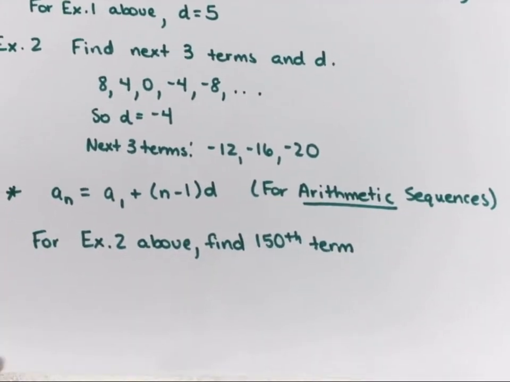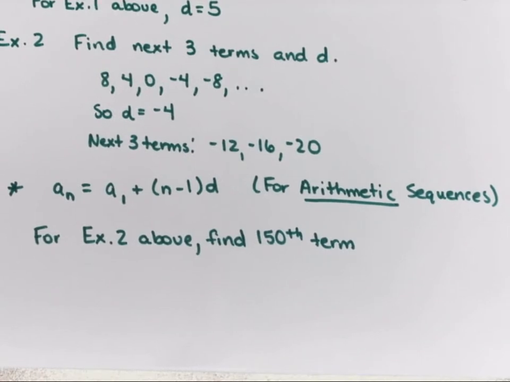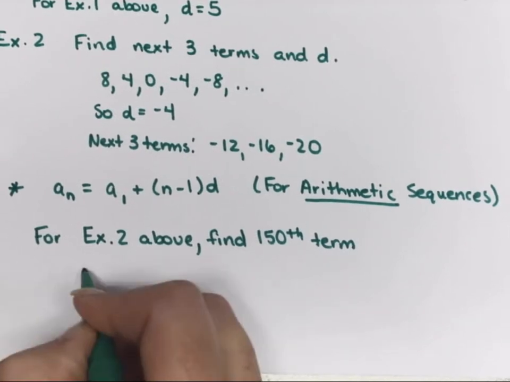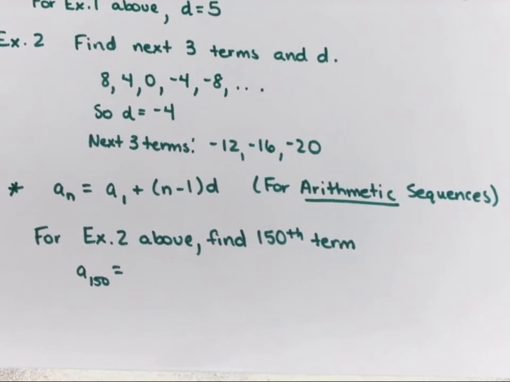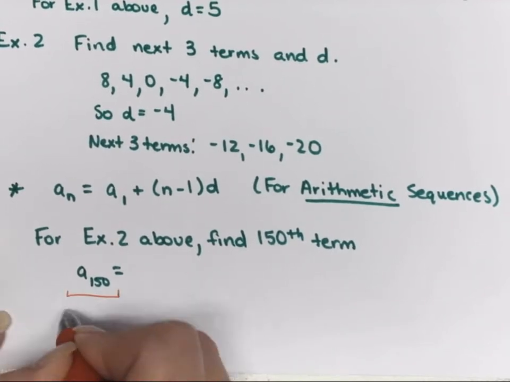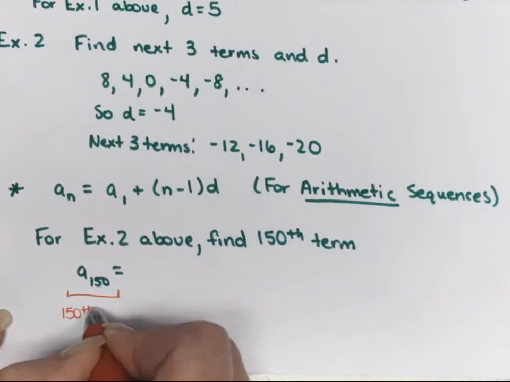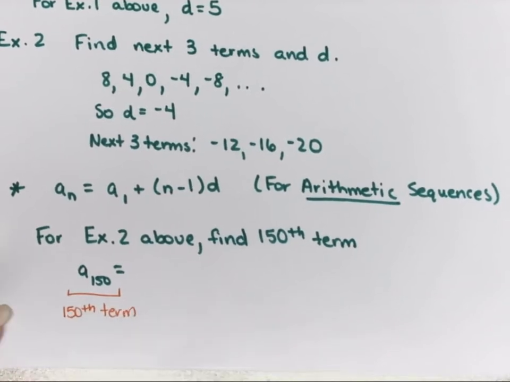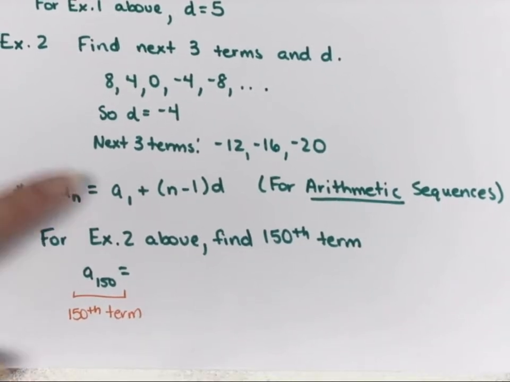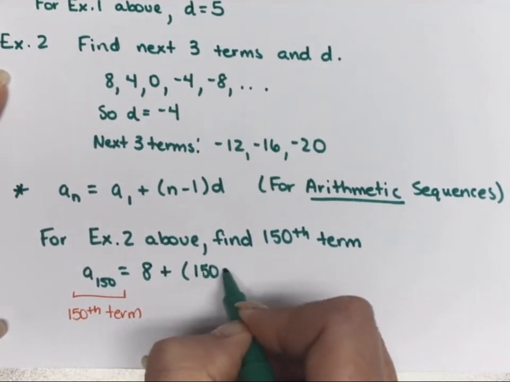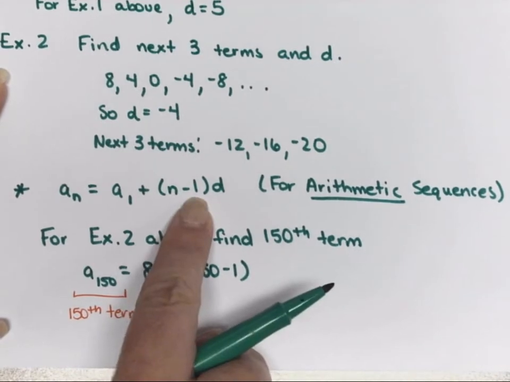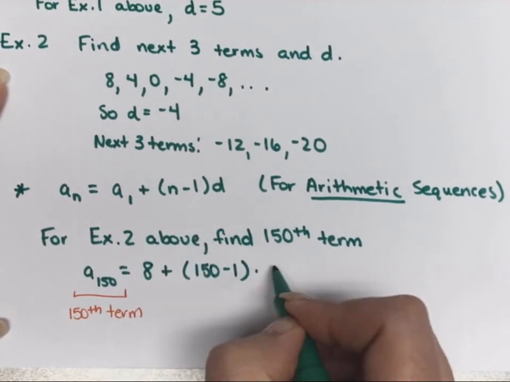Okay, so if I want the 150th term, what am I going to call that in general? A sub what? 150, right? I want A sub 150. That means the 150th term. So whatever the number is here tells you what term you're on. And then what's it telling you formula-wise? You take the first term, which was 8, plus 150 minus 1, right? Because the formula is n minus 1. And then times whatever your D was.